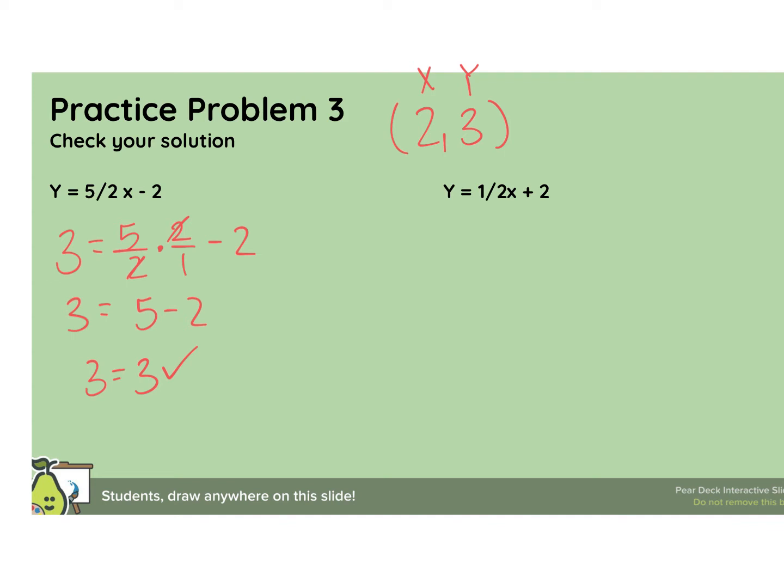Now we need to check the second one. Again, instead of y, it's a 3. I have 1/2 times x, which is 2. I'm going to make it a fraction. Half of 2 is 1. 1 plus 2 is 3. So this one also checks out. So yes, I can box it. Final answer is 2, 3.